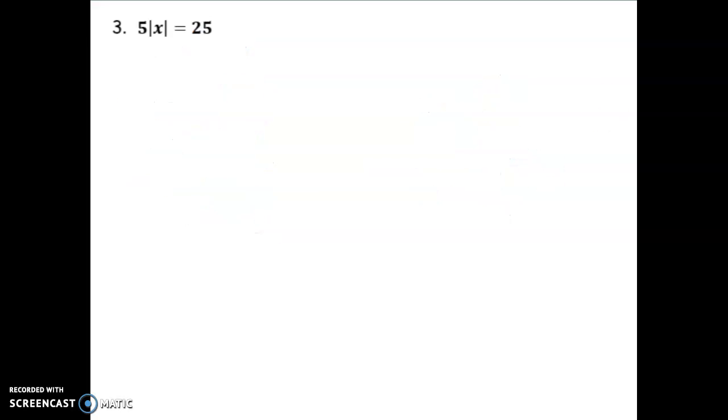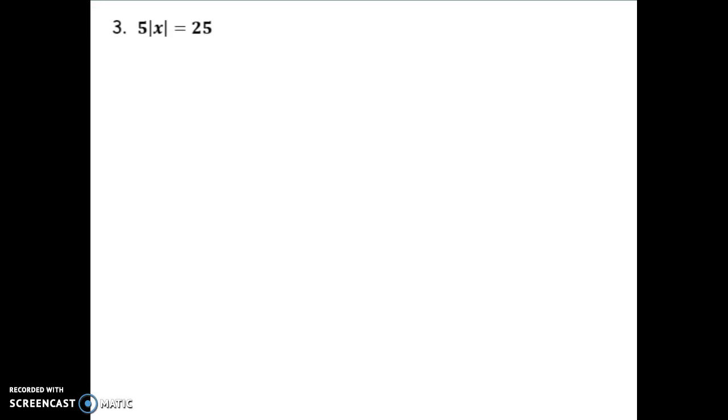All right, this one's a little bit different. This time I have a 5 outside of my absolute value bars. Well, if I want to know how far away that quantity is from 0, the first thing I have to do is get that by itself. So I'm going to need to get the absolute value alone. I'm going to need to isolate the absolute value before I split it into two problems.